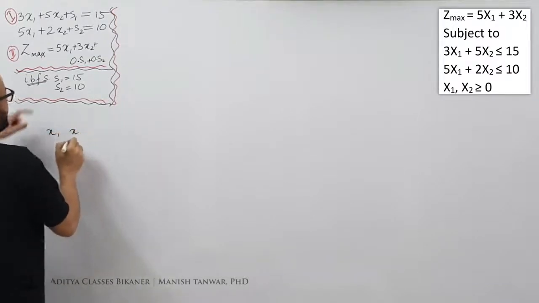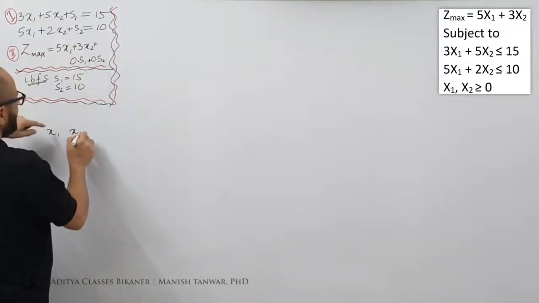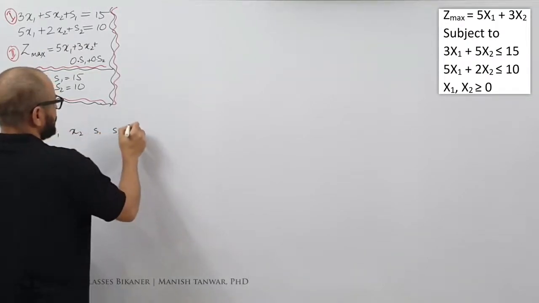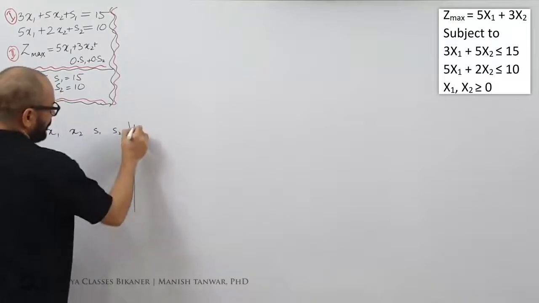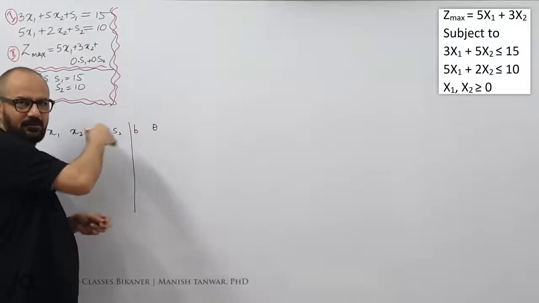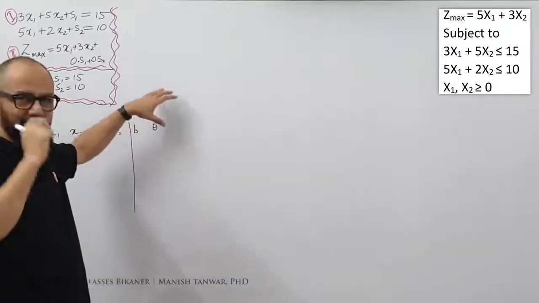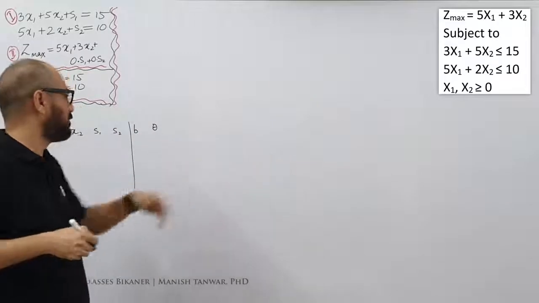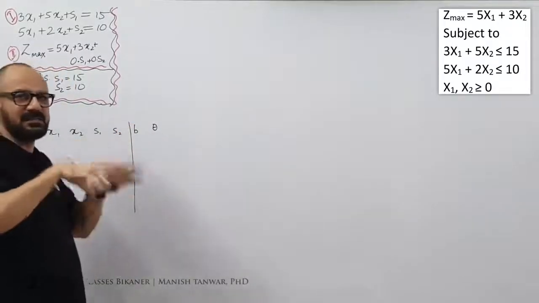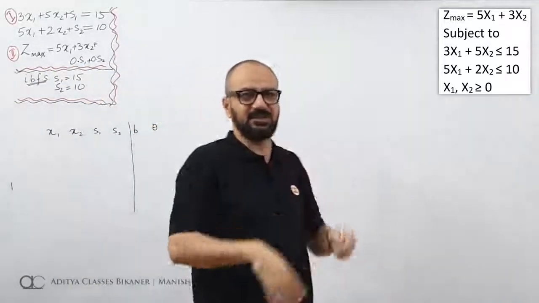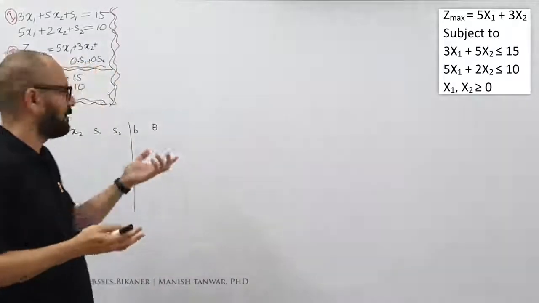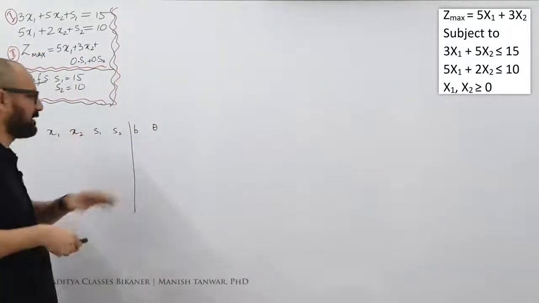So our first table would contain all these variables x1, x2, s1, s2, b and theta. Theta is the decision parameter, which will help us in telling who is the outgoing variable. B is the quantity, the answer, the value, the result at this stage. It could be quantity, it could be money, it could be protein, whatever. B is the result at this point.